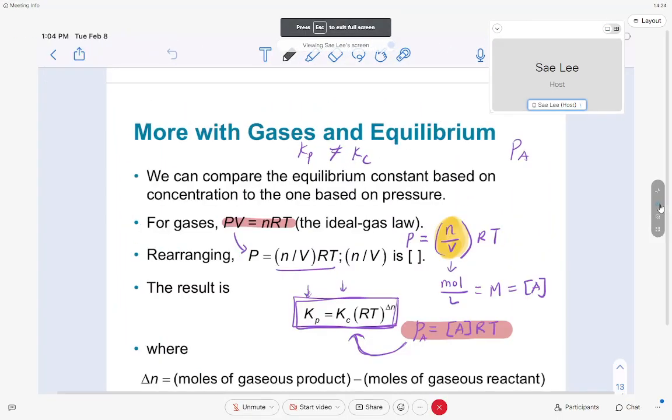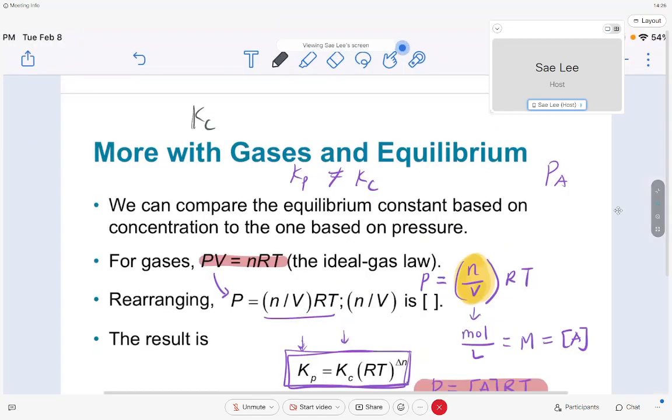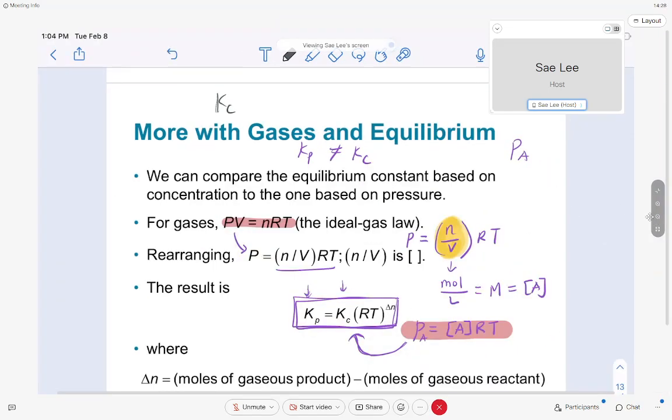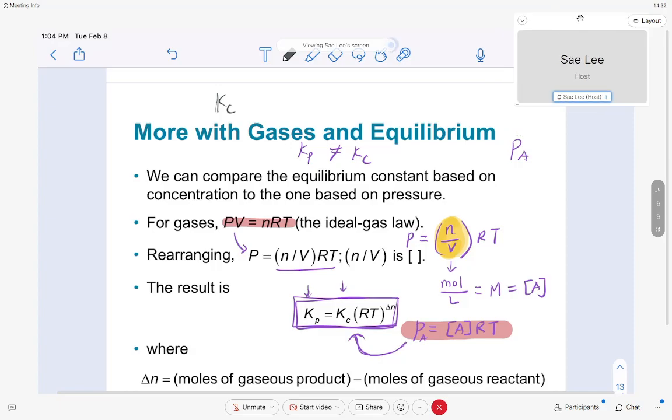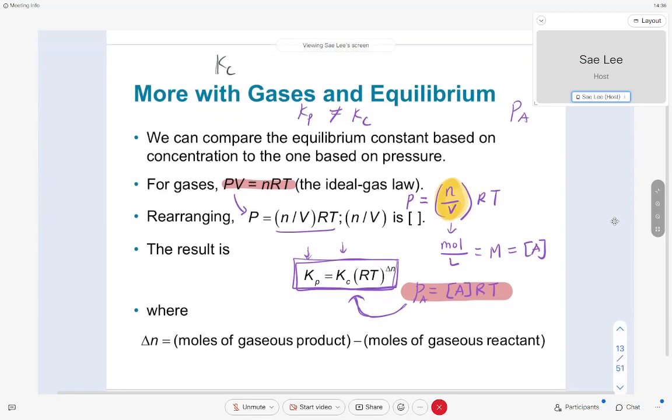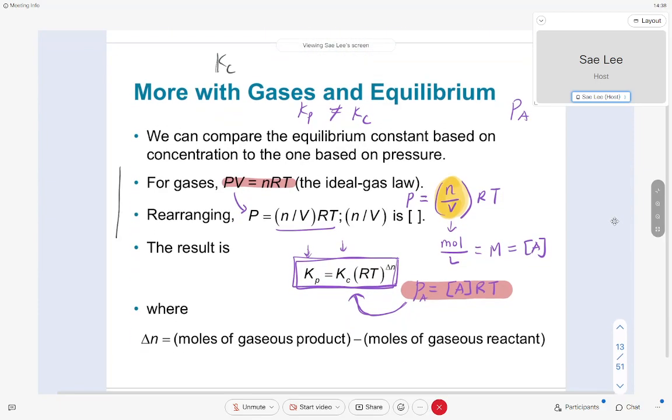Kc is the equilibrium constant in terms of concentration, but there is another equilibrium constant in terms of partial pressure, which is called Kp. And we were trying to find an equation which shows the relationship between Kp and Kc.